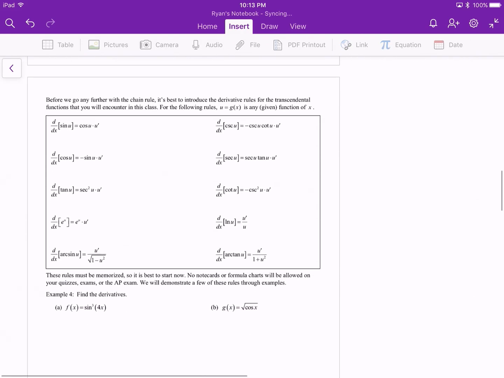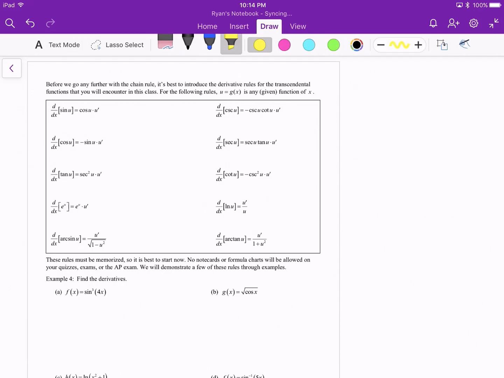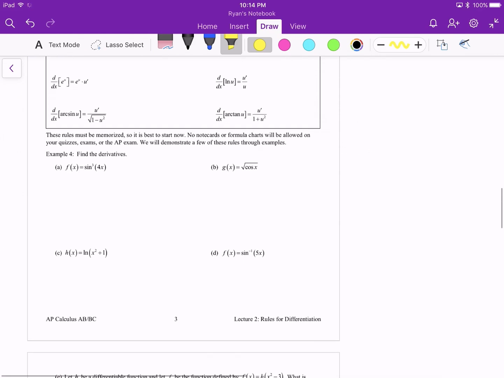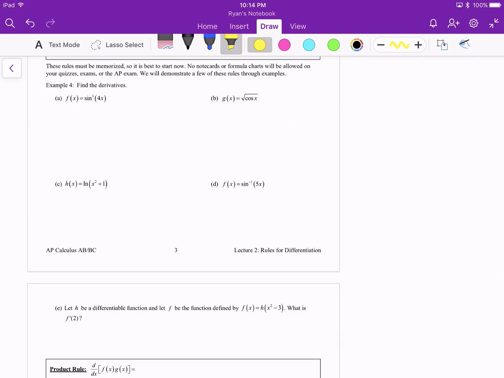Okay, so before we go any further, it's best to just introduce the derivative rules of all the rest of the functions that you're going to need to know about. And so here they are. You just need to have them memorized. In my class and on the AP exam, there is no formula chart, and so I basically just expect you to have these memorized. Once we kind of develop them in class, we'll start having pop quizzes that test your knowledge and your memorization skills of these rules. So you just need to make sure that you begin to memorize these rules.